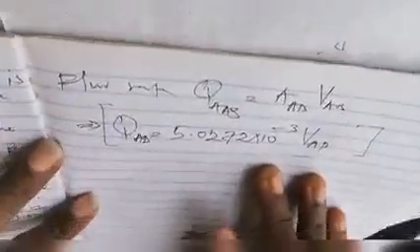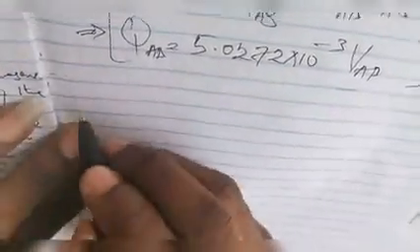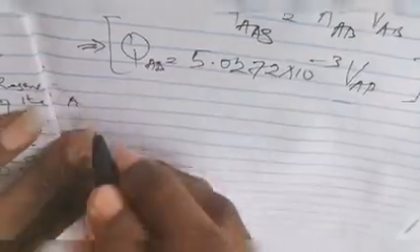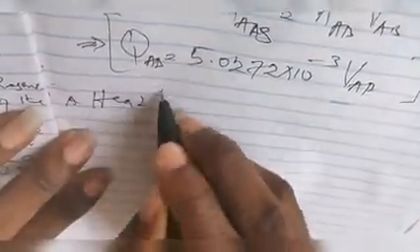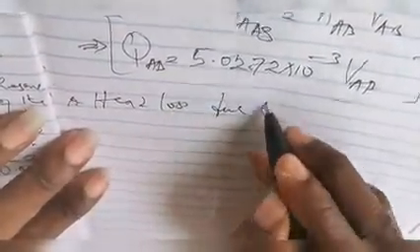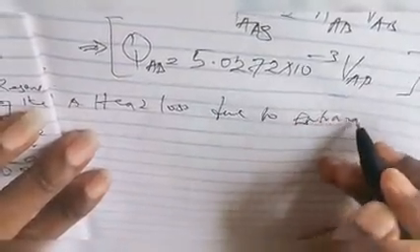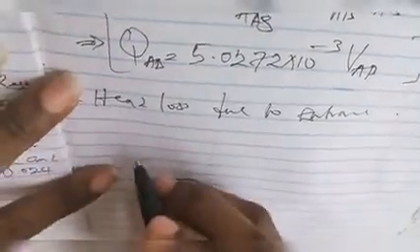Head loss due to entrance. Okay, so we are considering the losses now. The first is head loss due to entrance.